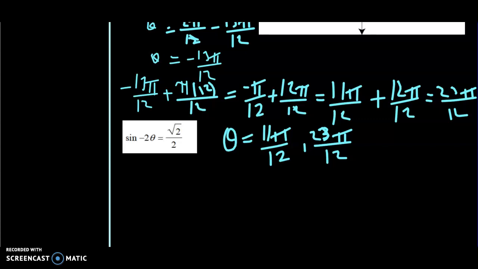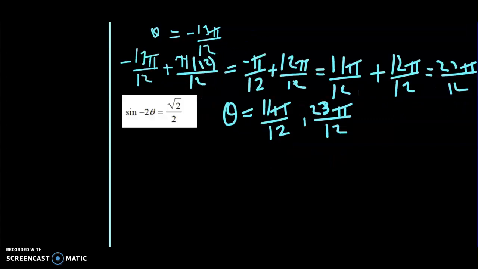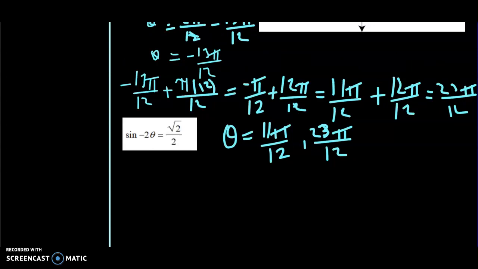On the next one, we have sine of negative 2 theta equals square root of 2 over 2. So again, we treat this part right here as x. So x could equal, using our unit circle, pi over 4 or 3 pi over 4.